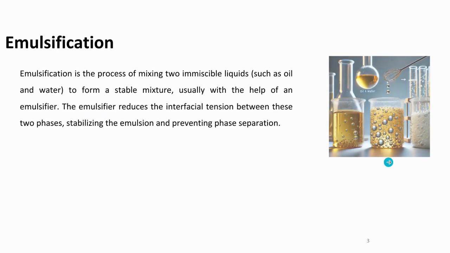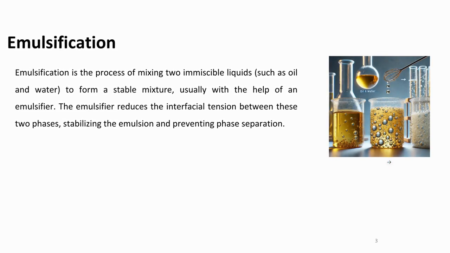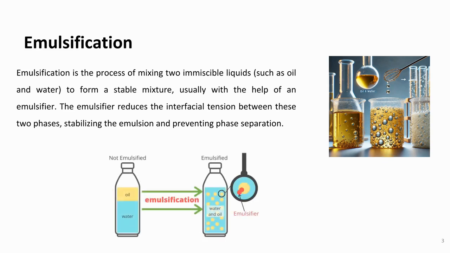So we all know emulsification from a long time, but we wanted to look at it from a different perspective. Emulsification is the process of mixing two immiscible liquids such as oil and water to form a stable mixture, usually with the help of an emulsifier. The emulsifier reduces the interfacial tension between these two phases, thereby stabilizing the emulsion and preventing phase separation.